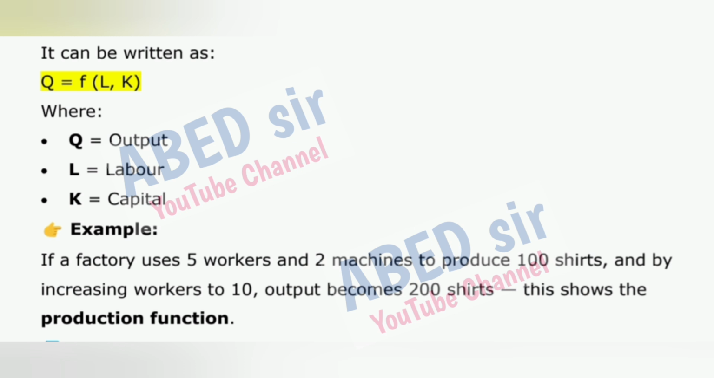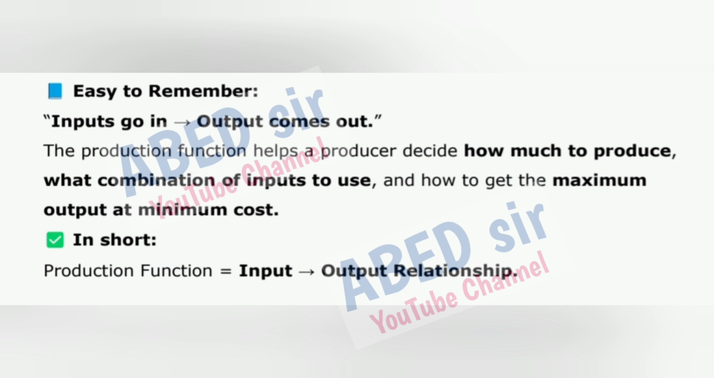Example: if a factory uses 5 workers and 2 machines to produce 100 shirts, and by increasing workers to 10, output becomes 200 shirts, this shows the production function. Easy to remember: inputs go in, output comes out. The production function helps a producer decide how much to produce, what combination of inputs to use, and how to get the maximum output at minimum cost. In short, production function is equal to input-output relationship.